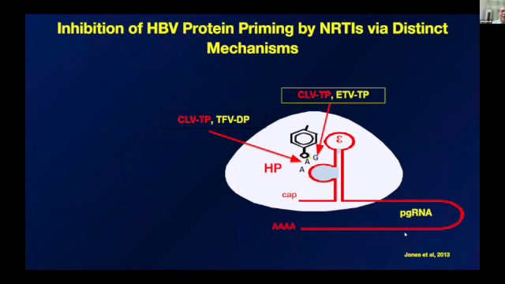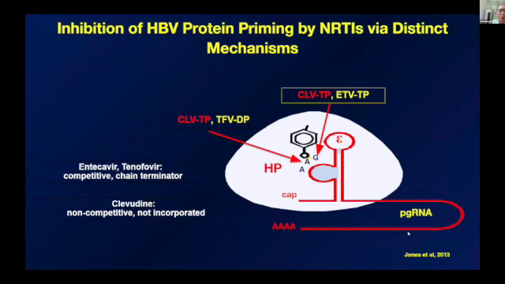Next, please. It's through a very unusual mechanism called protein priming, because the primer is actually the reverse transcriptase itself. We think there are still many different ways to tackle this particular step, which remain to be exploited. For example, we've shown an unusual nucleoside analog like clevudine can inhibit this protein priming step through a very unusual mechanism, non-competitive, and the nucleotide is not incorporated. I think this is a very interesting mechanism that remains to be exploited for antiviral therapy.